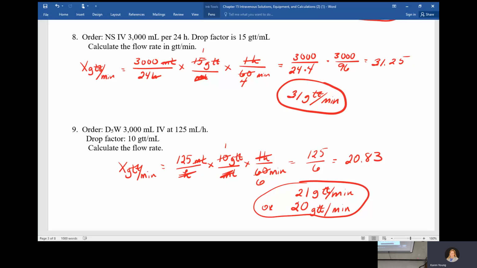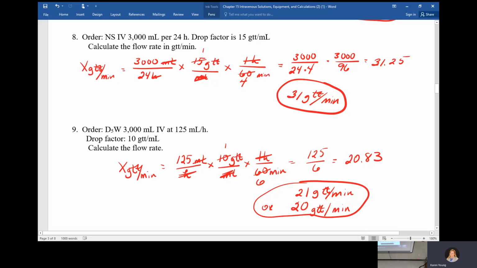Okay, did everyone either get 21 or 20? On the test, or as homework, either one, you don't have to write both, write only one of them. Okay, so give me either the 21 drops per minute or the 20 drops per minute. I give you both of them because I don't know which one you're doing. Okay, any questions about this one?